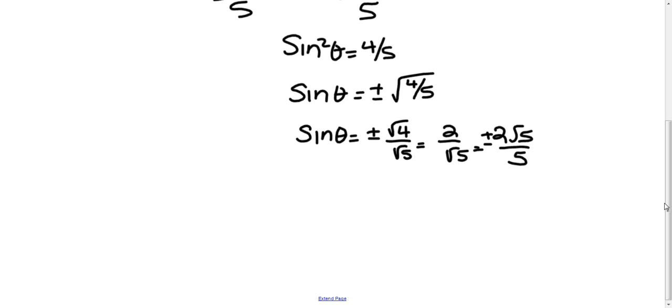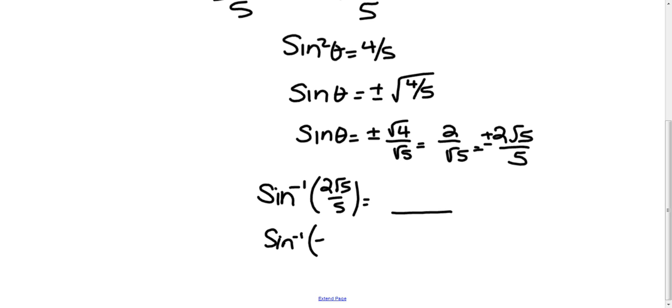So what you need to do is go to your calculators. If your calculator's in degree mode, it'll spit out the answer in degrees. If it's in radian mode, it'll spit out the answer in radians. So you want to put in inverse sine of 2 root 5 over 5. Your calculator will spit out an answer, and then do inverse sine of negative 2 root 5 over 5. Your calculator will spit out an answer.